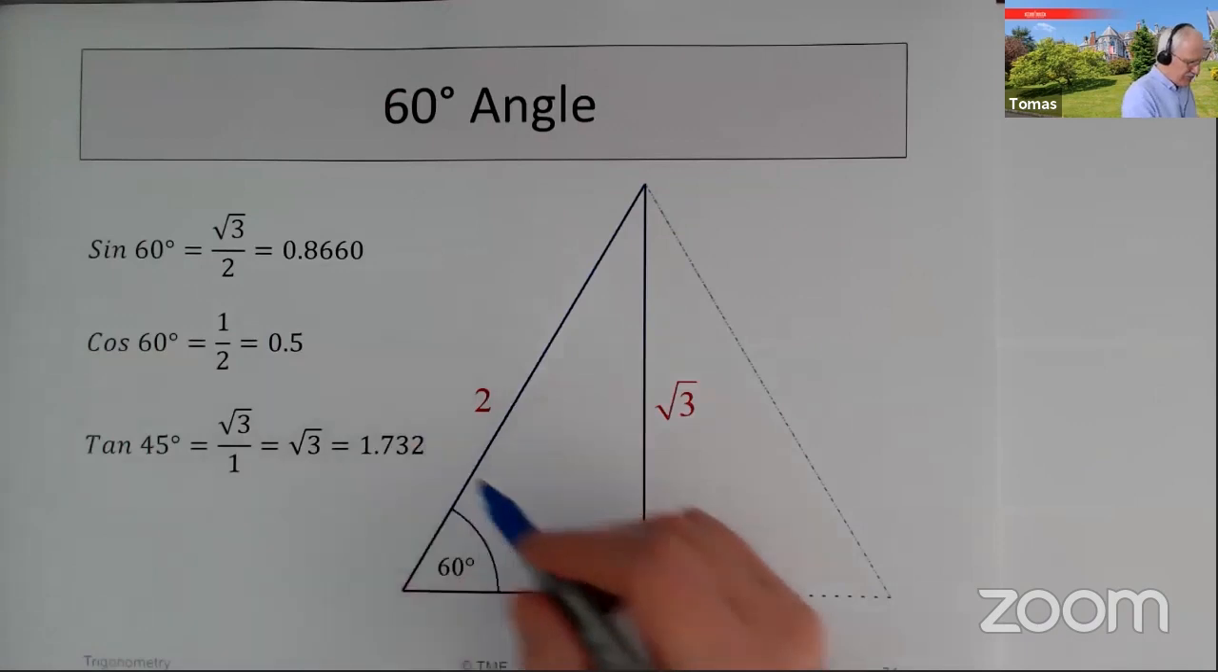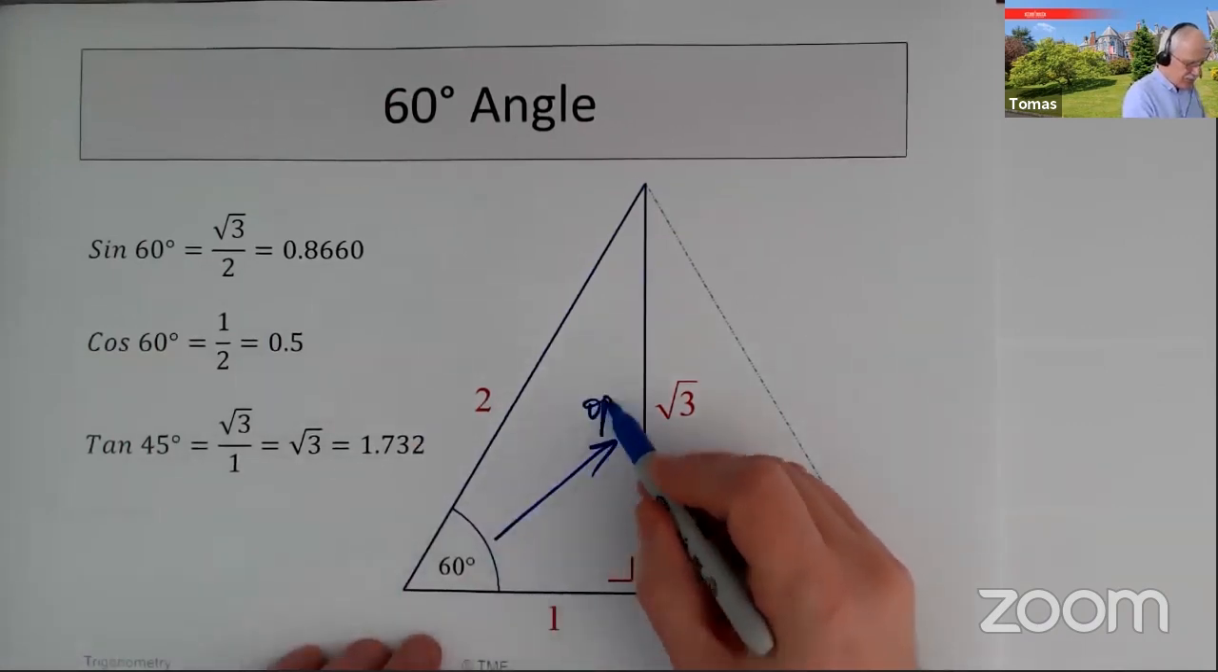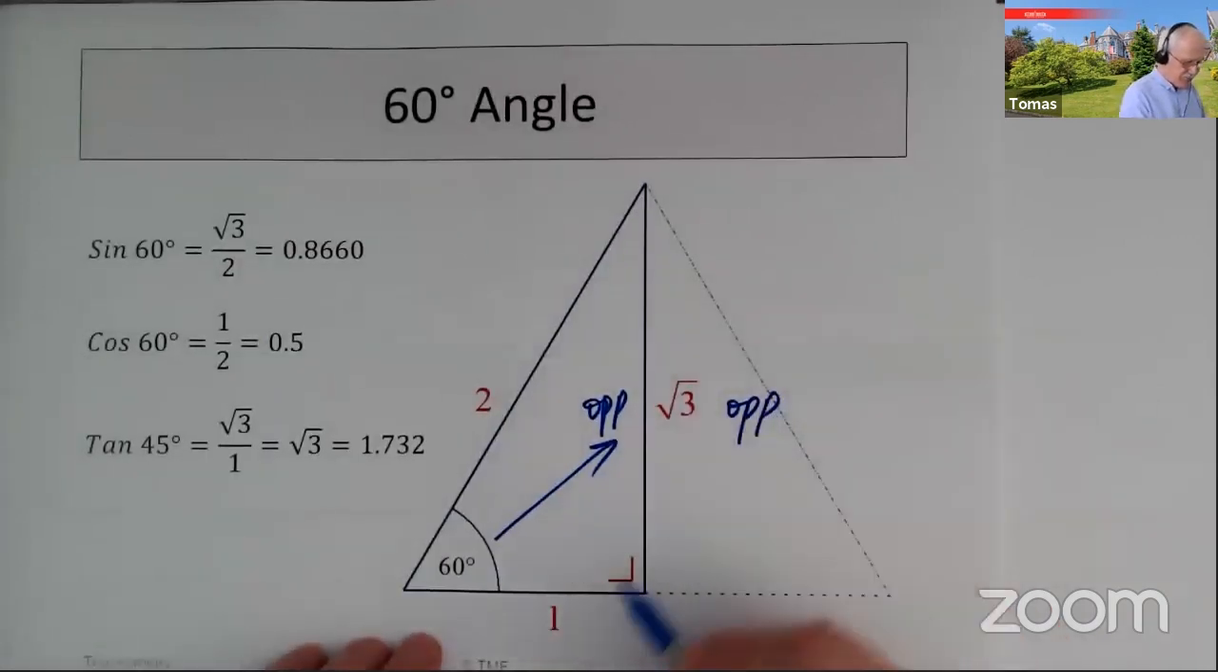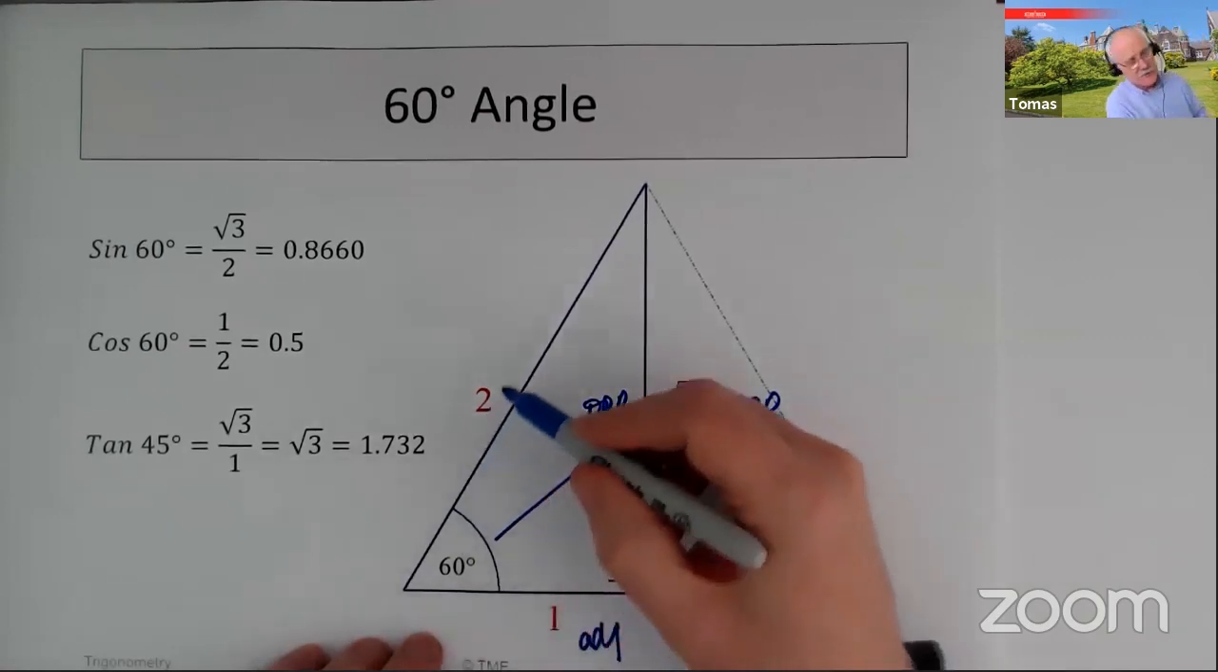So if we look at that for the sine of it, and that's the opposite, that must be opposite, adjacent, hypotenuse.